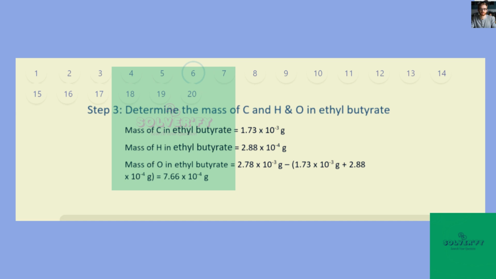So now we have the mass of carbon and hydrogen in the products. So these are our mass of hydrogen and carbon in ethyl butyrate also, and then we will determine the mass of oxygen in ethyl butyrate by subtracting the mass of carbon and hydrogen from the mass of ethyl butyrate. Now we know the mass of carbon, we know mass of hydrogen, we know mass of oxygen, and now we will find out the number of moles of each of these.